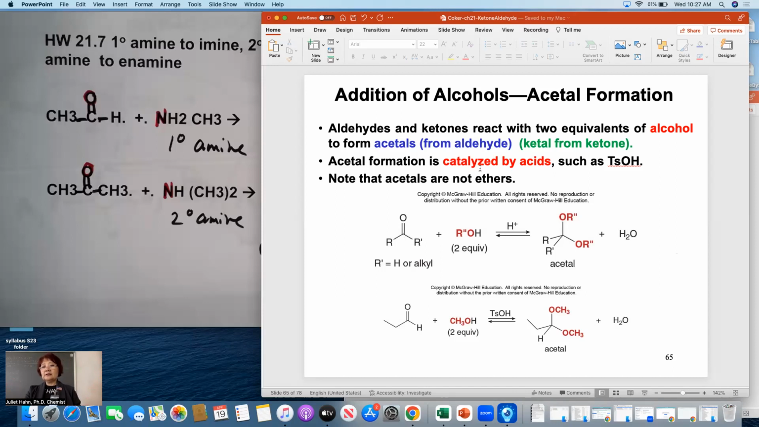Now, your book does not distinguish between acetal and ketal, but ketal is what you get if you have a ketone. If these are both R groups, it's known as a ketal. If one of these is a hydrogen, then it's known as an acetal. But in any case, you're adding on alcohols. If you add one equivalent of alcohol, you'll get a hemi, like a half, like hemisphere. You'll end up with one OR group and the OH still there. If you add on two equivalents, then you'll end up with the acetal or ketal.